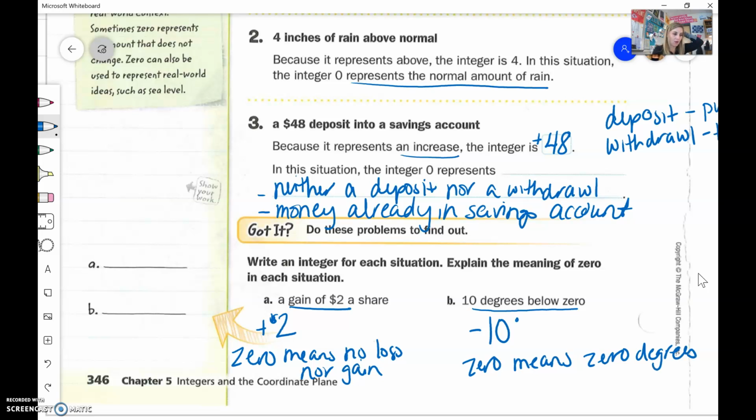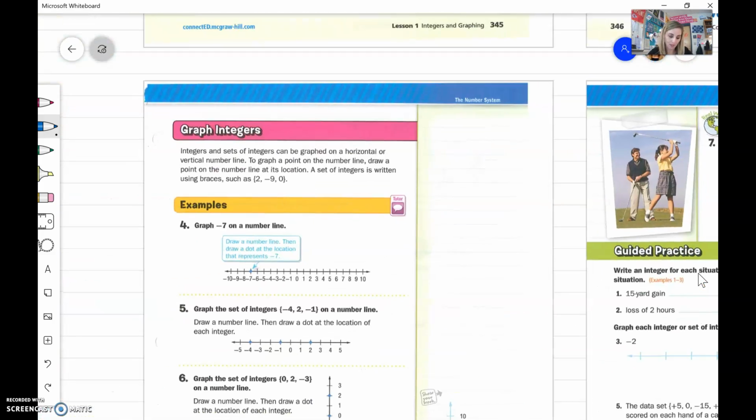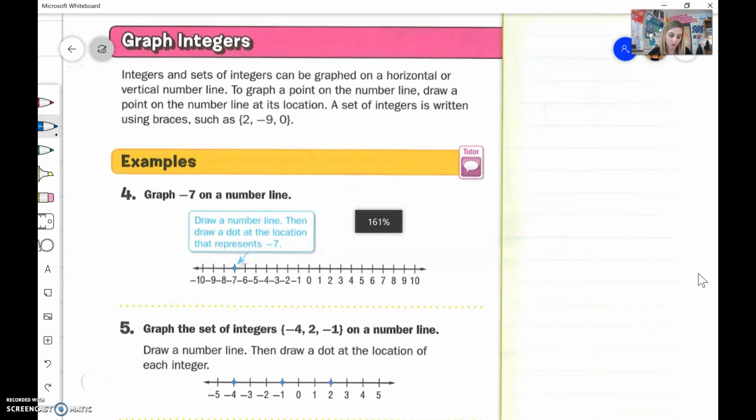Very good. Okay, let's take a look at the next page, 347. Let's talk about how we graph integers. Integers and sets of integers can be graphed on a horizontal or vertical number line. Horizontal or vertical number line, it doesn't matter.